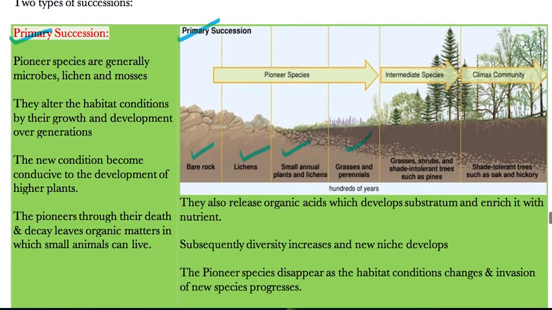Then in between you will have grasses, shrubs and shade-intolerant trees such as pines. They will also develop as the environment will become conducive for them. In the process one more thing is happening, try to get to that. The species which created the conducive atmosphere or situation for the further species will get extinct.